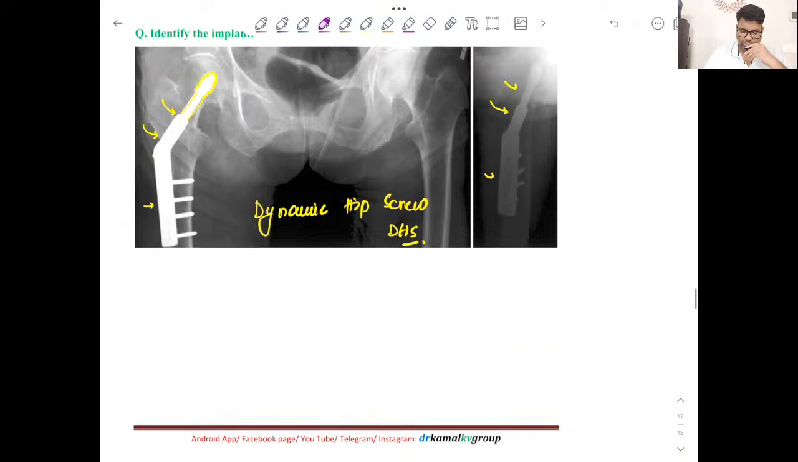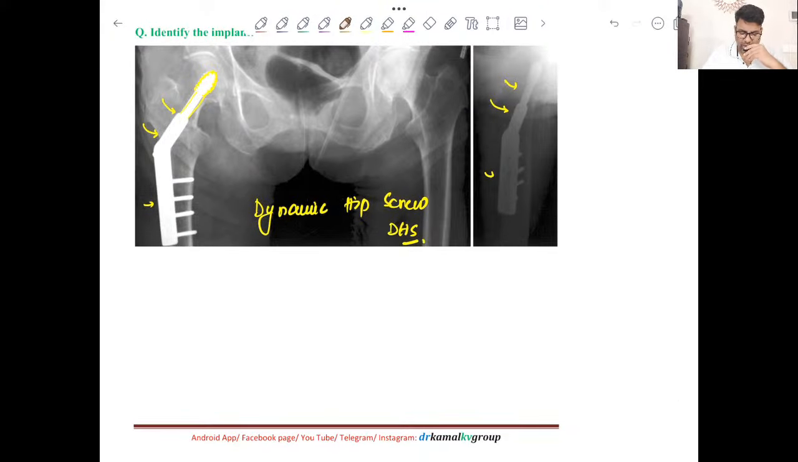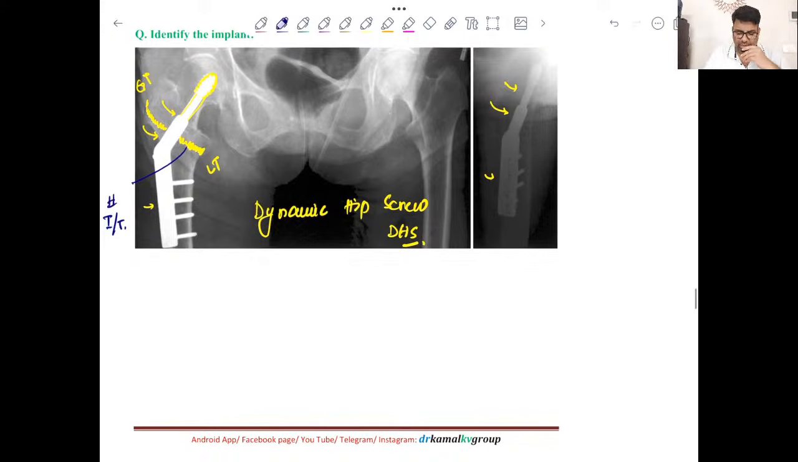So if I show you the intertrochanteric fracture, it will be somewhere like this, going from the greater trochanter to the lesser trochanter. So this is the intertrochanteric fracture, right? So this is the fracture, intertrochanteric. So for this we do the dynamic hip screw.